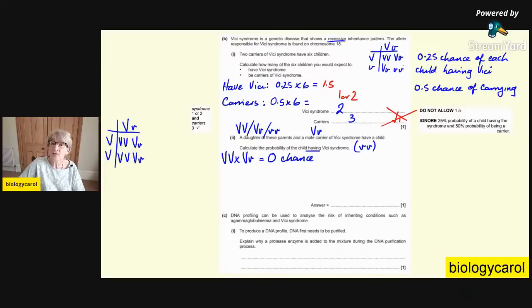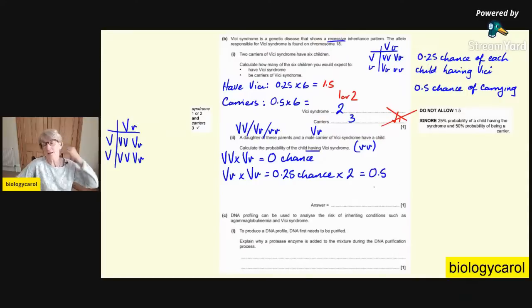Now we go to the heterozygous cross, the father being big V, little v, the mother being big V, little v. And of course, there is a 25% or 0.25 chance of the child having Veitch. However, notice that there is the chance of a daughter of these parents being a carrier, 0.5 overall. It doesn't matter how much you times it by.